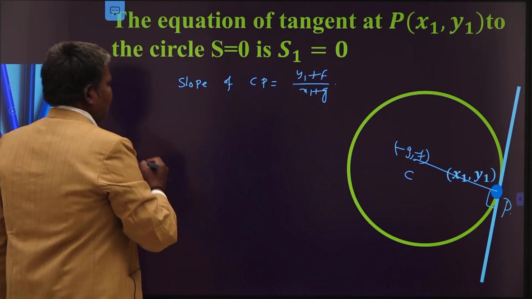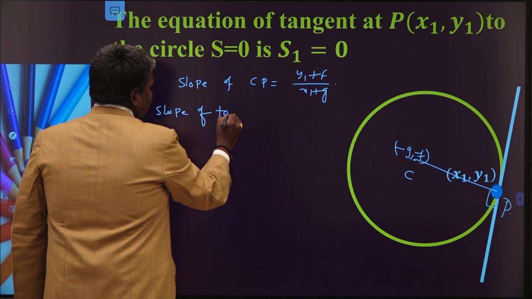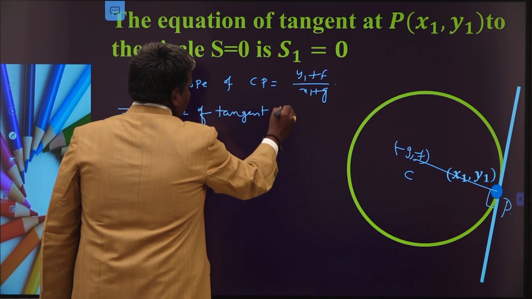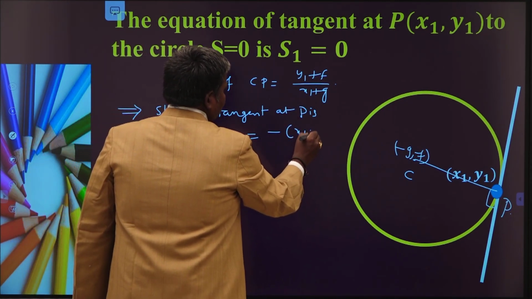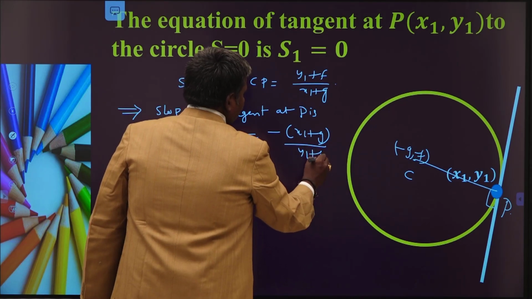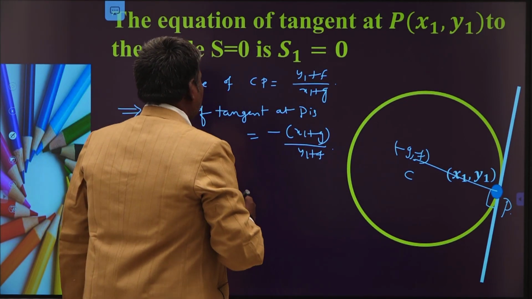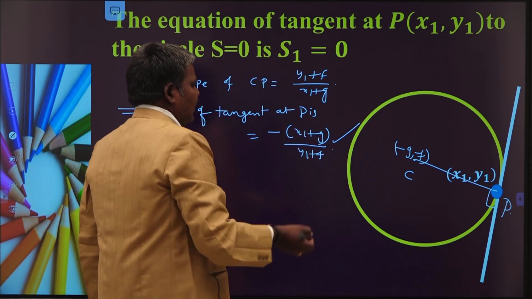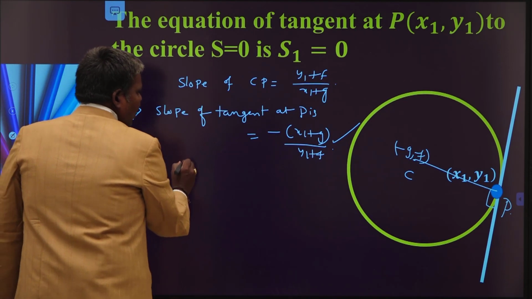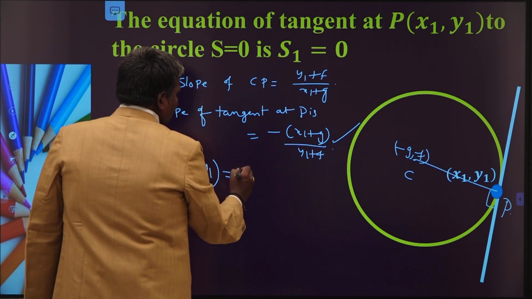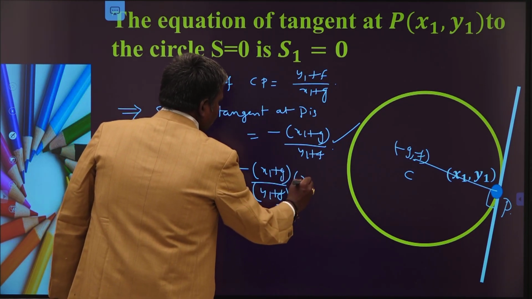Now what is the slope of tangent at P? Implies slope of tangent at P is minus of (x1 plus g) by (y1 plus f). Because the lines are perpendicular, their product of slopes is equal to what now? Minus 1. So you have the slope of tangent, you know the point on the tangent. Can you write the equation of tangent or not? Yes, the equation of tangent is y minus y1 is equal to m, that is minus of (x1 plus g) by (y1 plus f), into (x minus x1).